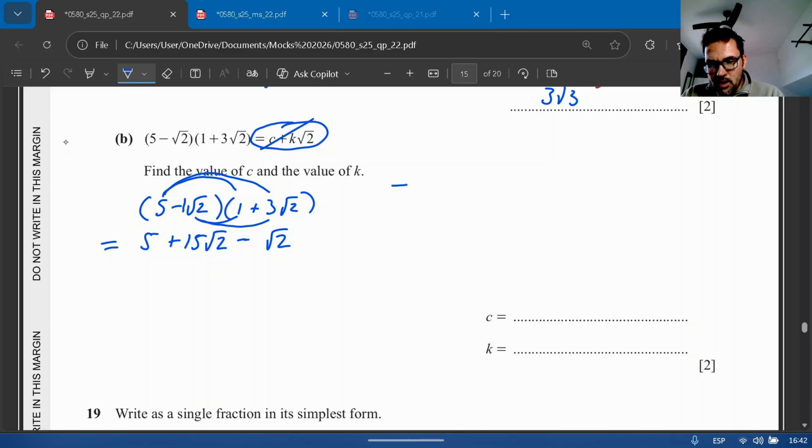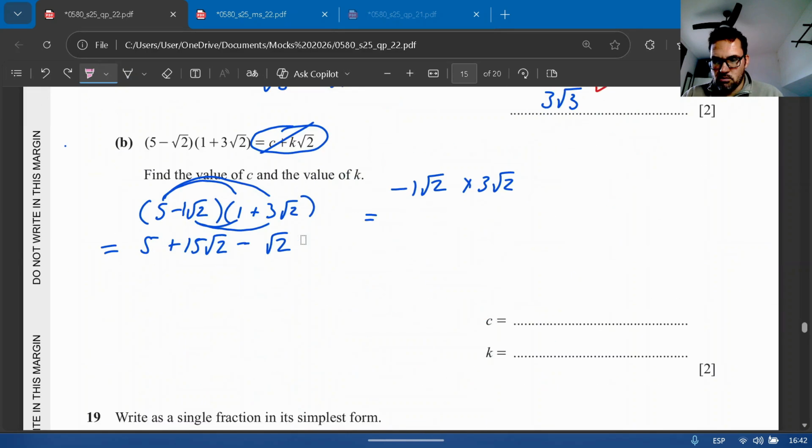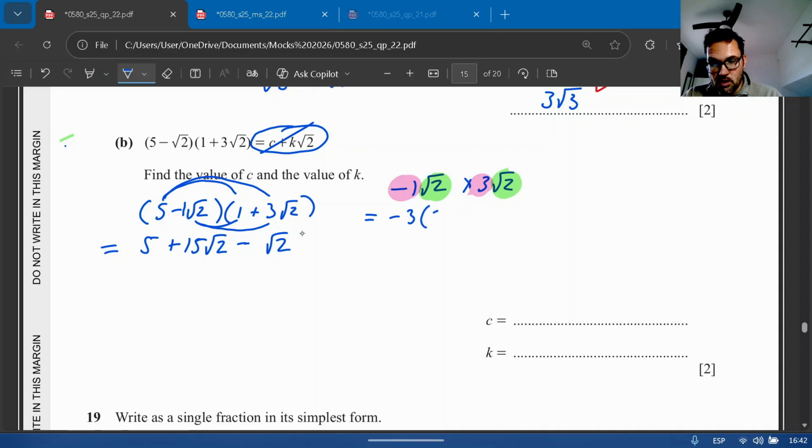We got minus 1 root 2 times 3 root 2. Right, let's try again. Minus 1 times 3 is minus 3. Then root 2 times root 2. Remember, if you multiply a root by itself, that would just be 2. So minus 3, root 2 is 2. Now we can multiply them together. That gives us minus 6. Remember I said there is a 1 there.